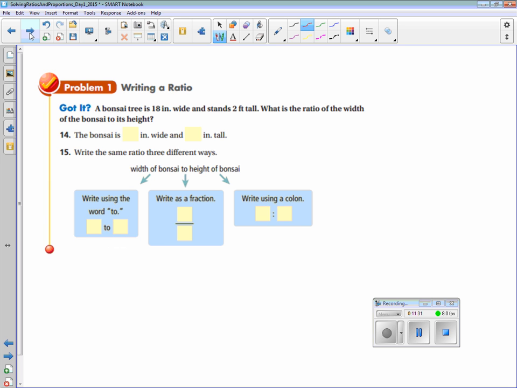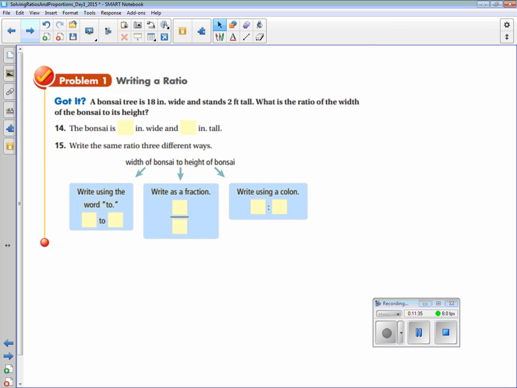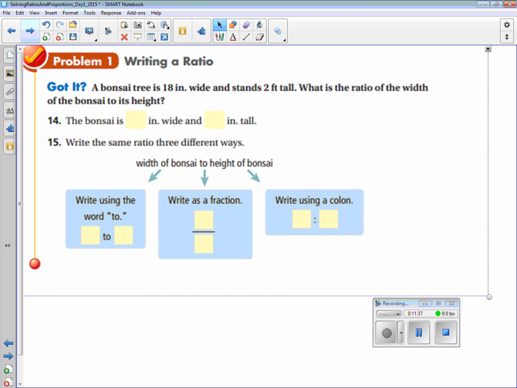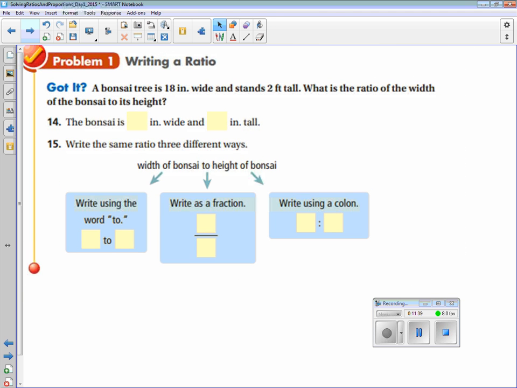All right, so here's an example that you might want to write down. Okay, I'll make it a little bit bigger so we can see it. So let's write a ratio. Okay, I'll highlight the part of the problem that is important to write. We have a bonsai tree is 18 inches wide and stands 2 feet tall. What is the ratio of the width of the bonsai to its height? Okay, so you want to write that problem down.